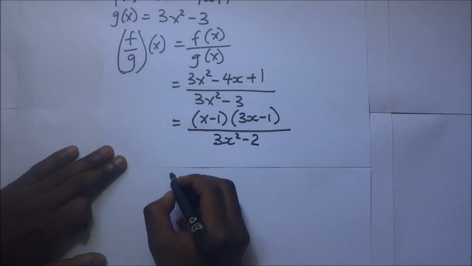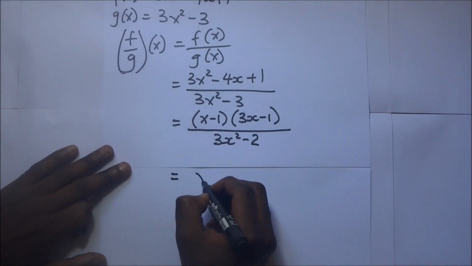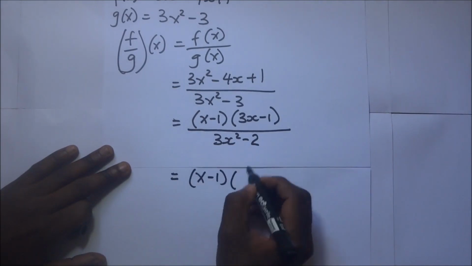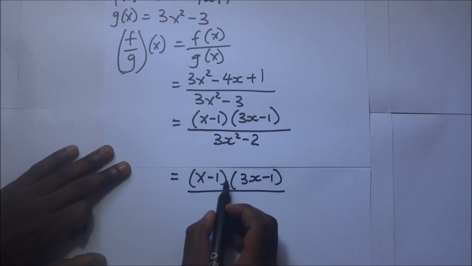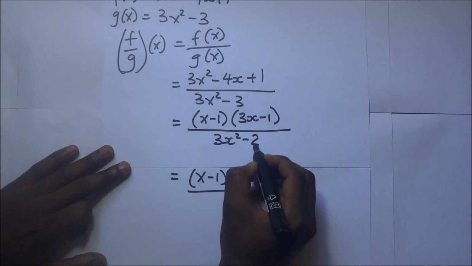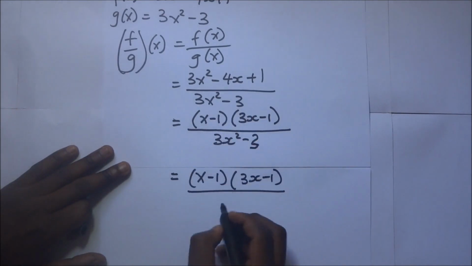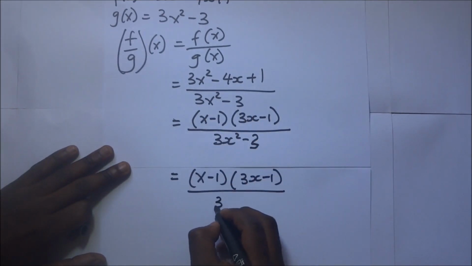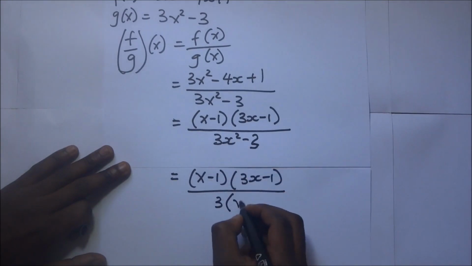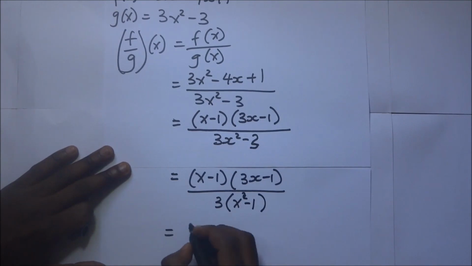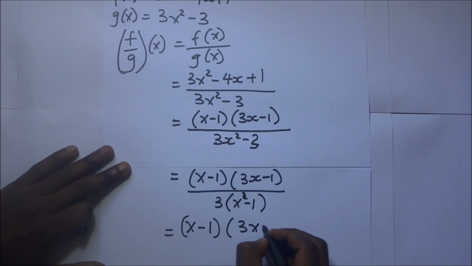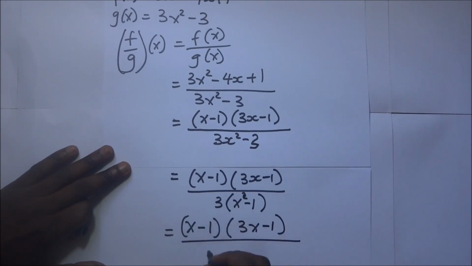Continue with this, we shall continue it from here. That's going to become x minus 1 into 3x minus 1, divide that by the bottom. Actually, it's 3x minus 3, not 2. So this common factor here is 3. It's going to become 3 into x squared minus 1. This is the same as saying x minus 1 into 3x minus 1, divide all that by 3, multiply that by x squared minus 1.